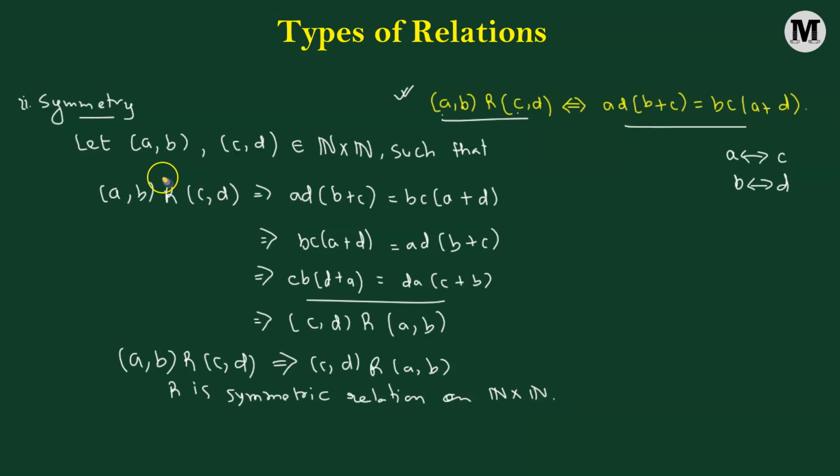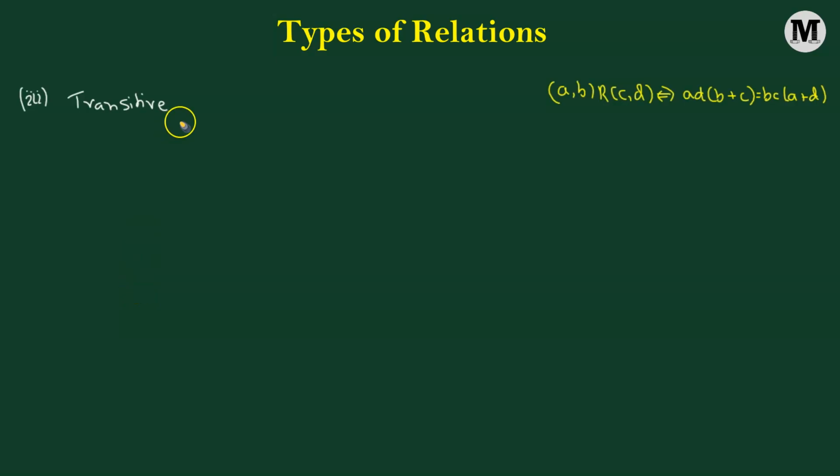So we have successfully shown that the given relation R is also symmetric, and now we'll go to the final one. We have to show that it is transitive as well. To show that the given relation R is transitive, we will suppose that we have the ordered pair (A, B), another ordered pair (C, D), and one more ordered pair (E, F). Let's say these three ordered pairs belong to the Cartesian product of N with itself.